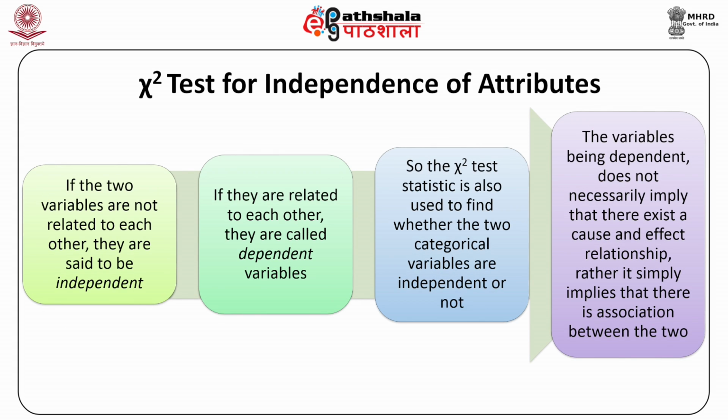If the two variables are not related to each other, they are said to be independent. But if they are related to each other, they are called dependent variables. The chi-square test statistic is also used to find whether the two categorical variables are independent or not. The variables being dependent does not necessarily imply that there exists a cause and effect relationship. Rather, it simply implies that there is an association between the two. So I hope you understand clearly the distinction between association and a cause-effect relationship.